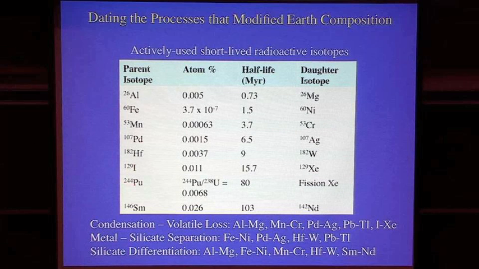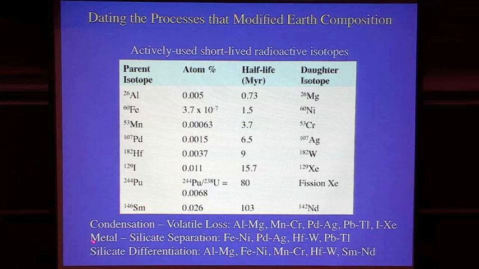There are others, samarium and neodymium, which are only fractionated by partial melting, so you can track chemical processes like partial melting. Hafnium and tungsten, as we've seen, and we'll see some more, is primarily affected by metal-silicate separation. So this table gives you the ability to investigate condensation, volatile loss, metal-silicate separation, and silicate differentiation in a planet. The beauty of these is that the half-lives range over the time interval of interest here.